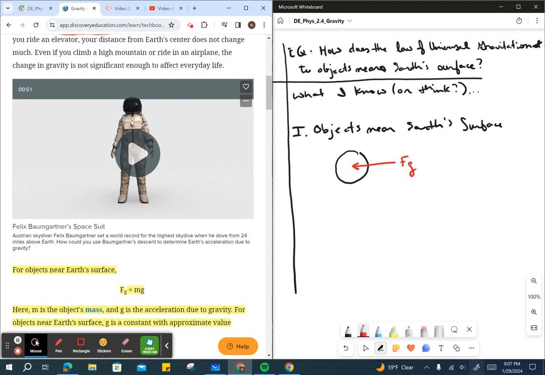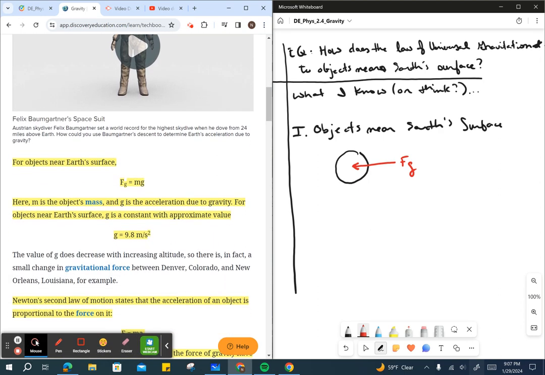Okay. Watch this on Felix Baumgartner. He was for Red Bull. He did that record-breaking dive from the stratosphere, and pretty phenomenal. Anyway, they go into his spacesuit and everything. So anyway, let's talk about this equation.